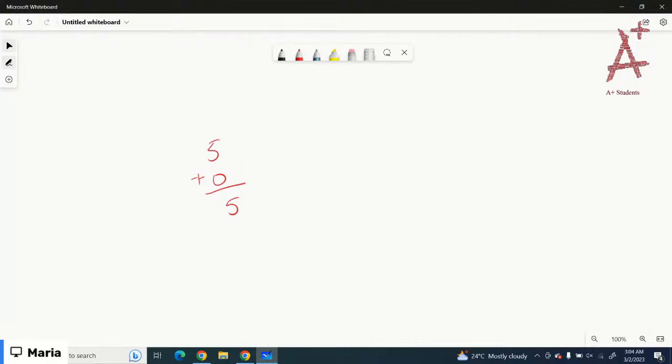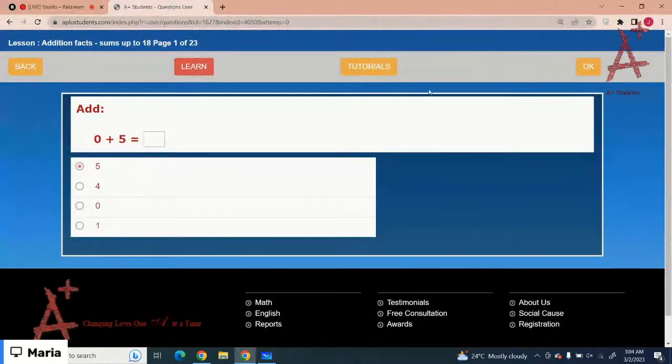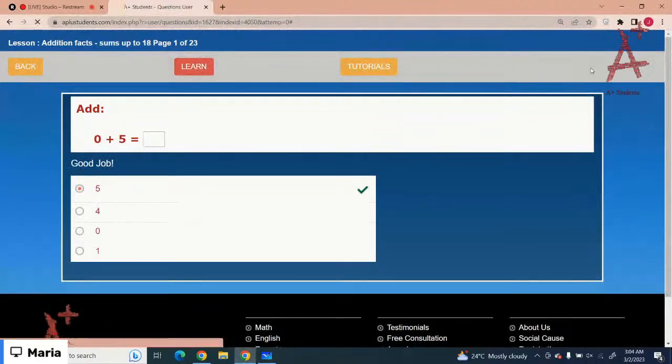Okay, so 0 plus 5 makes 5. The correct option is 5. Let's select the correct option and move on to the next one.